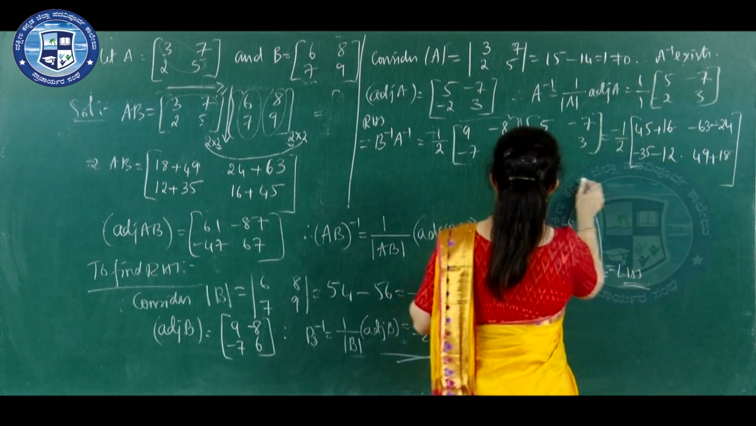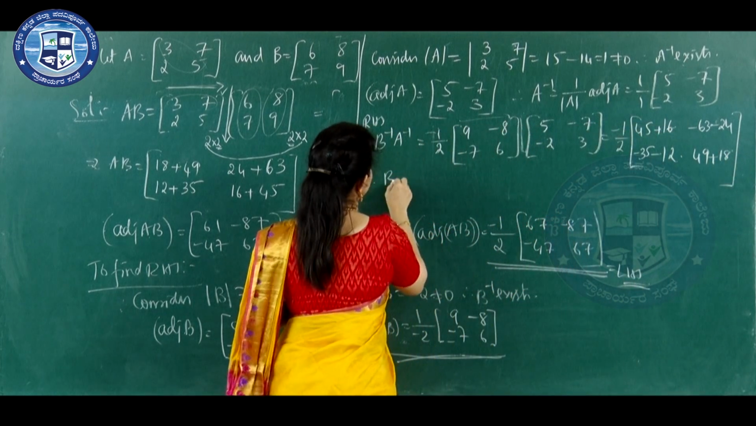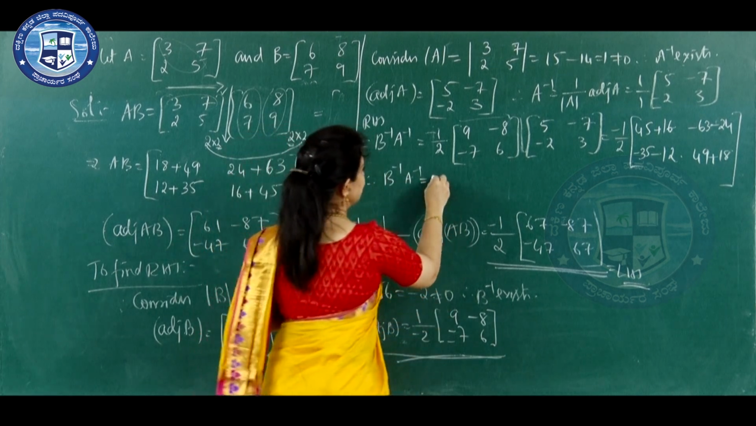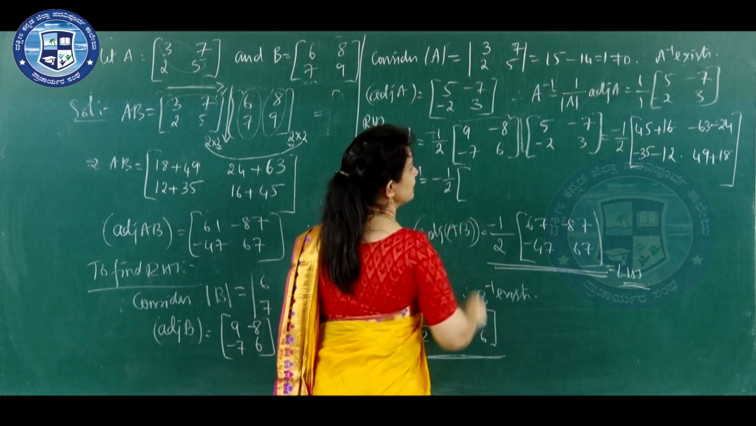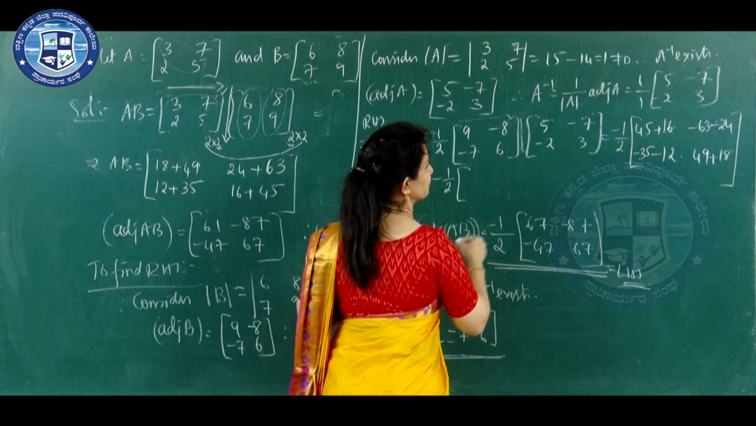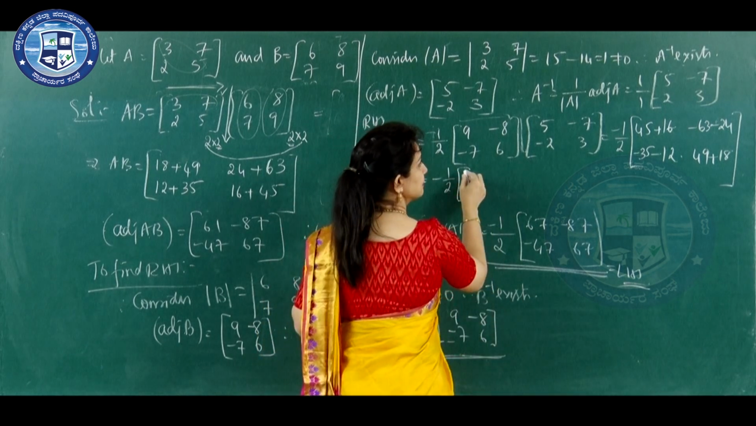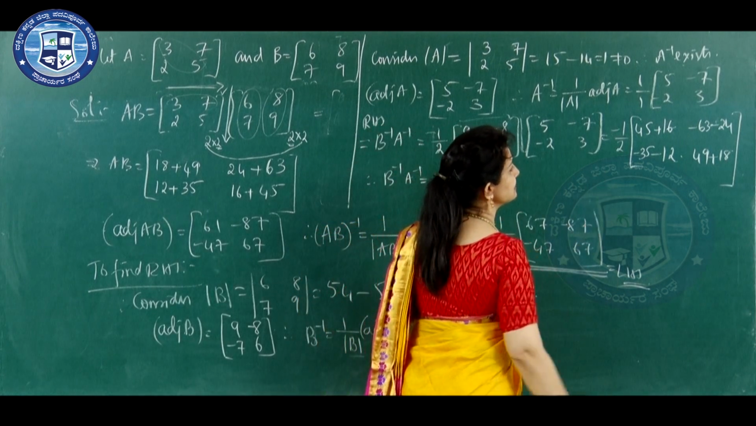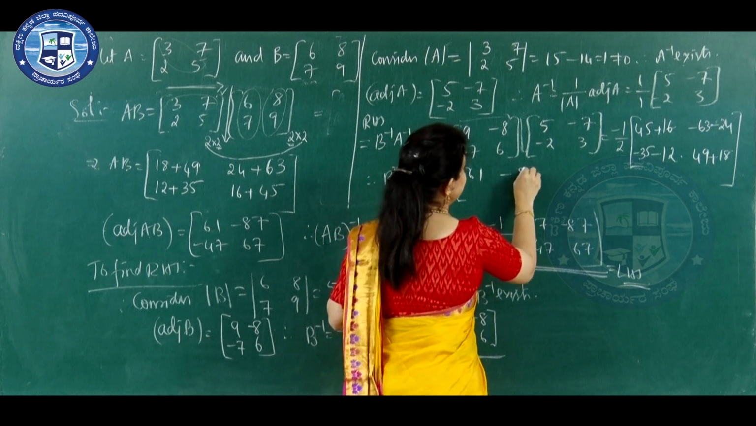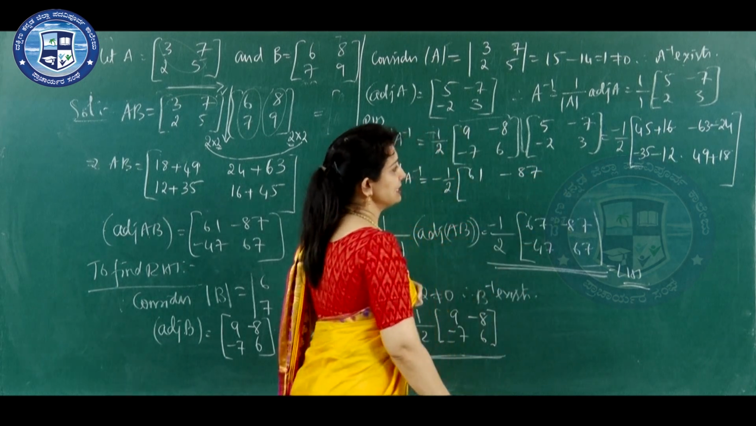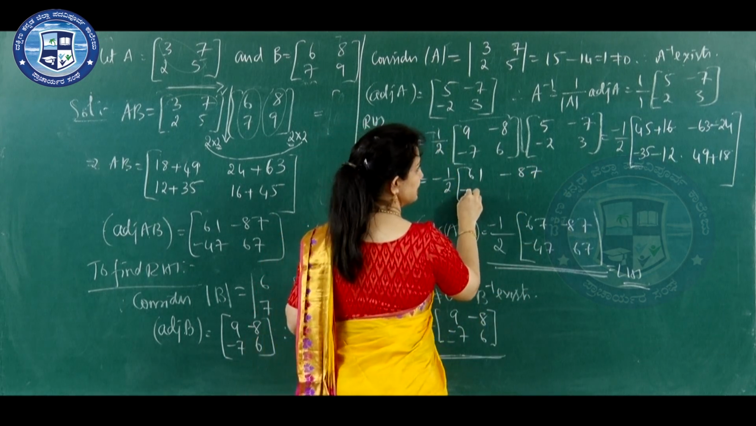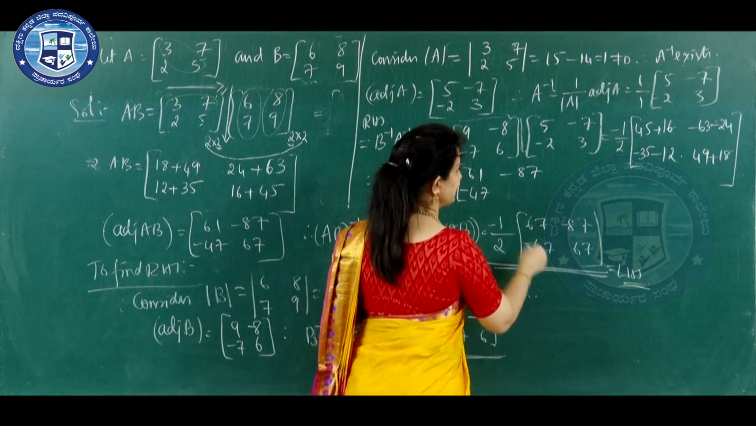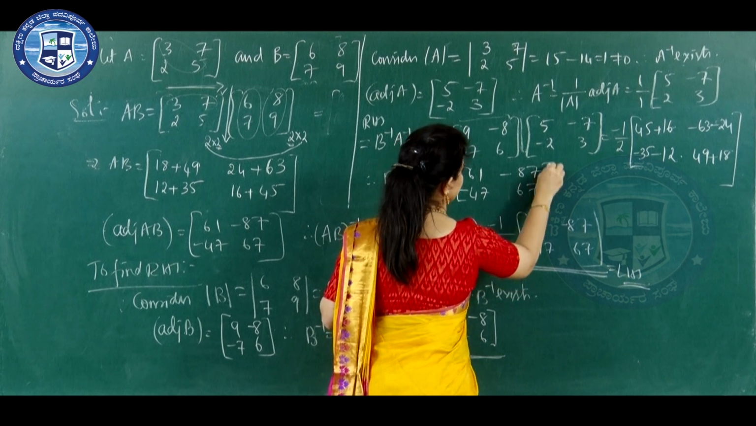What do we get? Therefore, B inverse A inverse is equal to minus 1 by 2 into 45 plus 16 is 61, minus 63 minus 24, minus 87, minus 35 minus 12, minus 47, 49 plus 18 is 67.